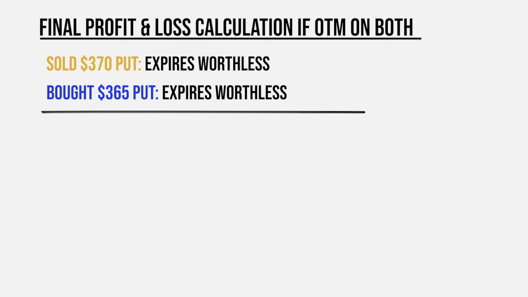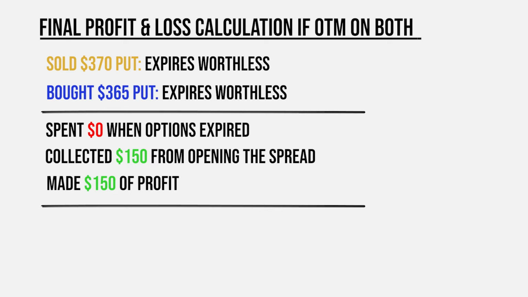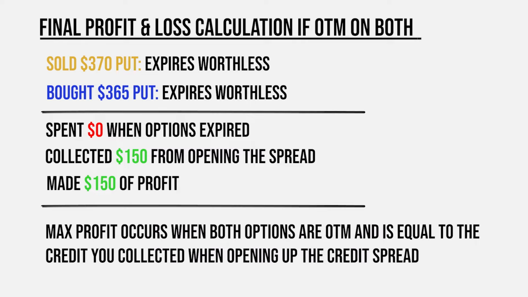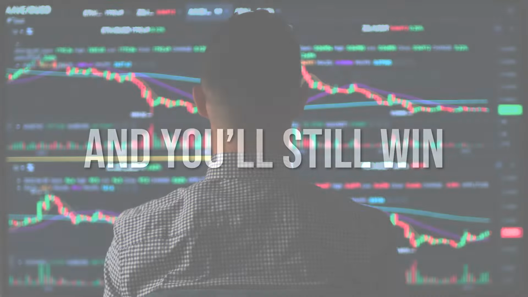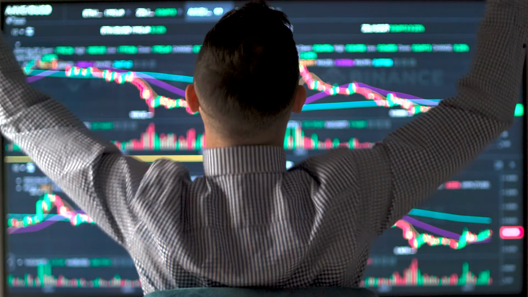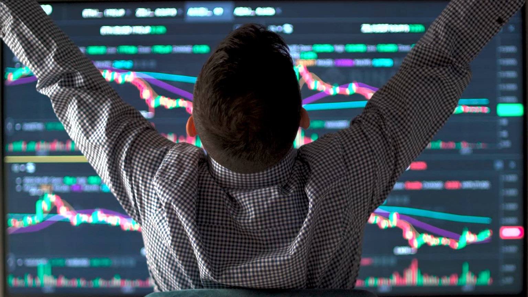And the profit that we make will be the $150 that we collected right when the credit spread was opened 30 days ago. So the takeaway here is that in the best case scenario, if the stock price were to be above both our sold and bought options, we would make the max profit, which is the credit that we collected when we first opened the credit spread. This is pretty great, right? Because not only does Microsoft not have to go up, it can just not go down as much as you think it will, and you'll still win on the trade. Hence, in theory, it should be more passive and you should have a better chance at winning more often.